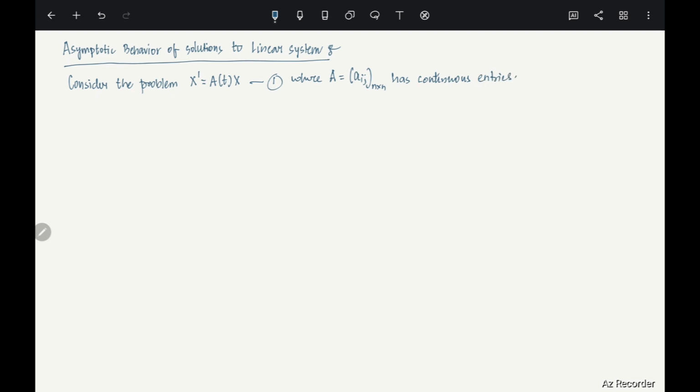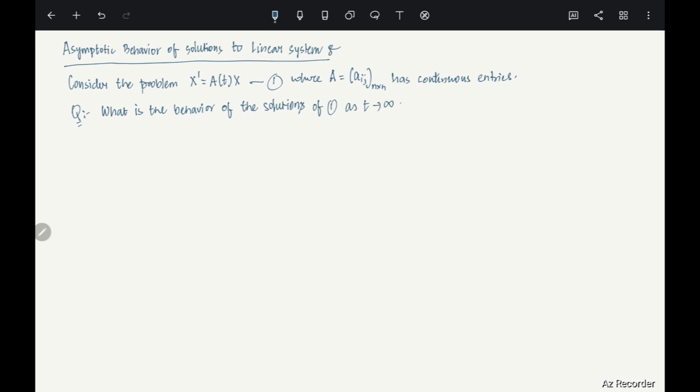Continuous entries, right? So now let's look at what is the behavior of the solution. So now the question is this: what is the behavior of the solutions of (1) as t tends to infinity? That is the question. Okay, very simple question.